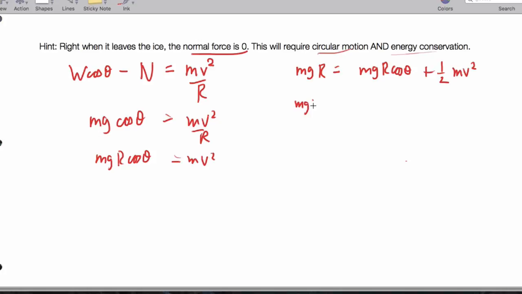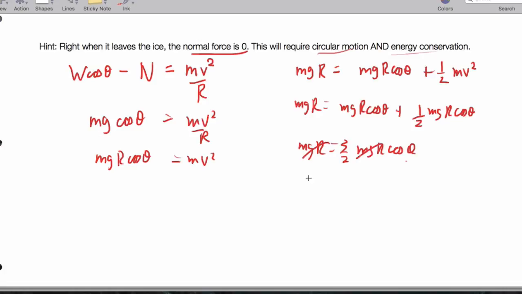So I'm going to write mgr equals mgr cos theta plus 1/2 mgr cos theta. And this actually is going to give me mgr equals 3/2 mgr cos theta, and a lot of things cancel. So what I'm going to end up getting is that the cosine of theta is 2/3.